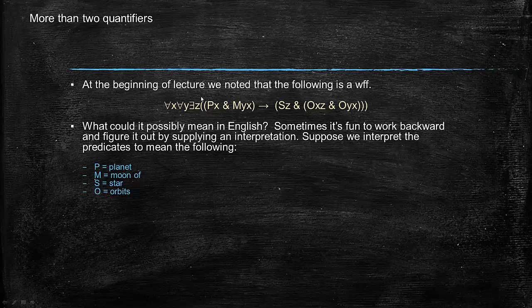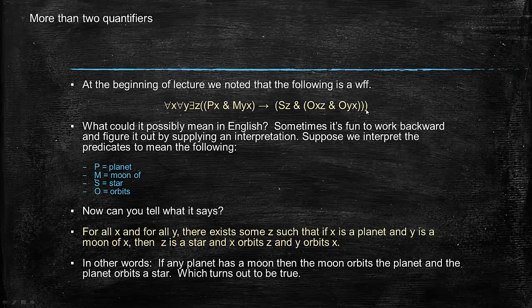Well, it would say for all x, for all y, there exists a z, such that if x is a planet and y is the moon of x, then z is a star, and x orbits z, and y orbits x. Okay? So, in other words, if any planet has a moon, then the moon orbits the planet, and the planet orbits the star. So that actually turns out to be true. And we're not interested in truth here. We're just trying to understand the meaning of sentences, but it just so happens that one's true.